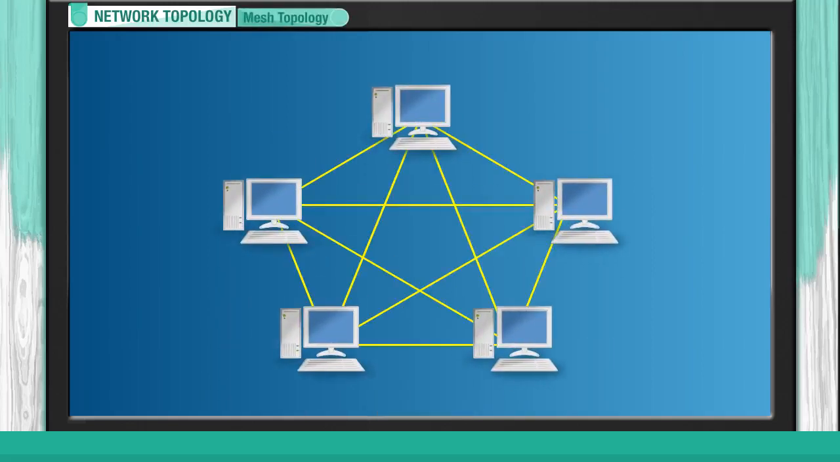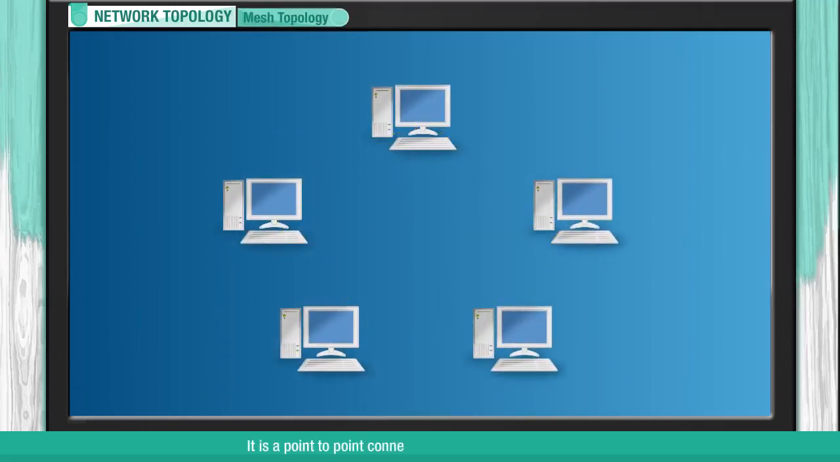Mesh topology. It is a point-to-point connection to other nodes or devices. All the nodes in the network are connected to each other.